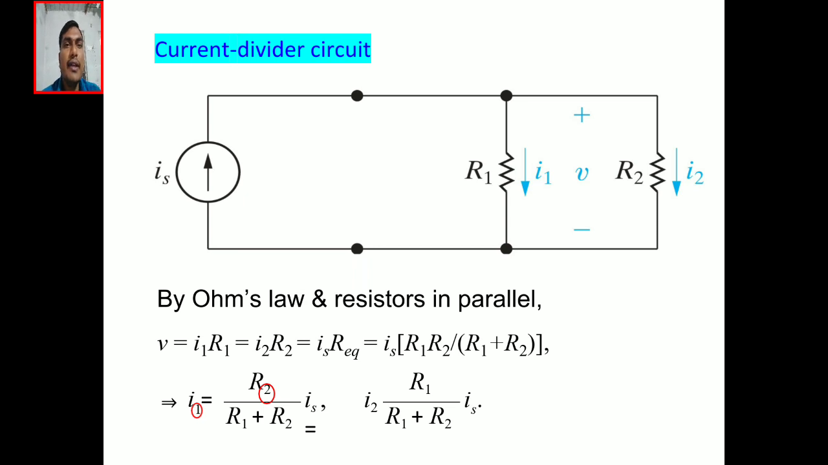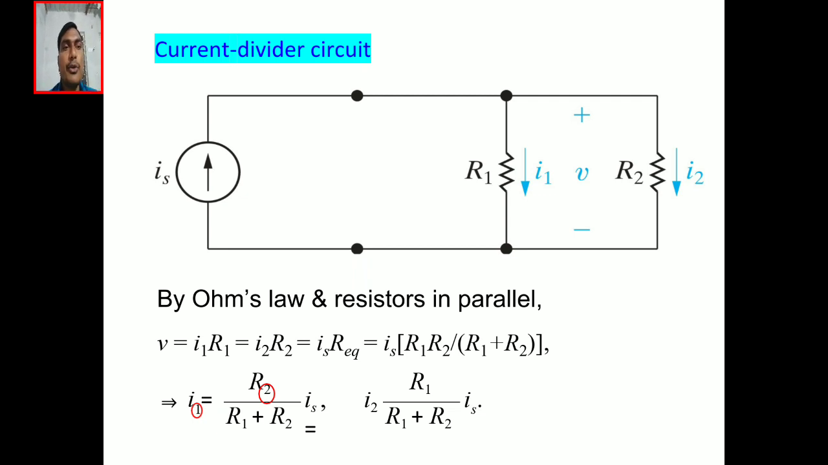Now, the current divider rule. As I said, the voltage division rule is applicable to series circuits, while the current divider rule is used for parallel circuits. By using Ohm's law, V equals I1 into R1 and V equals I2 into R2, because the voltage is the same.